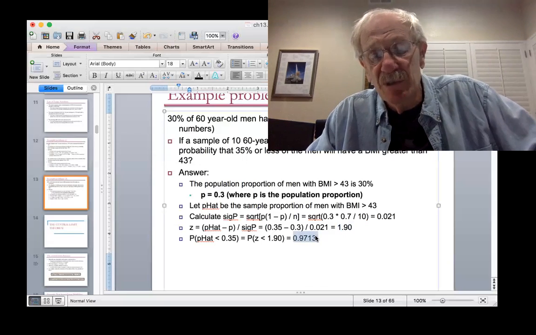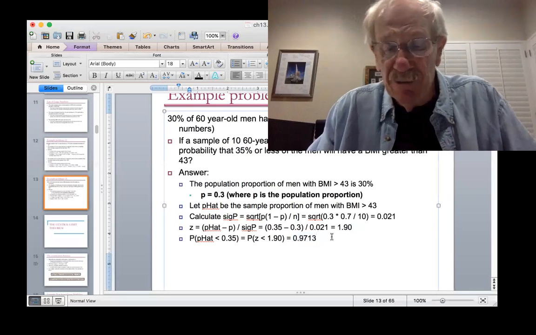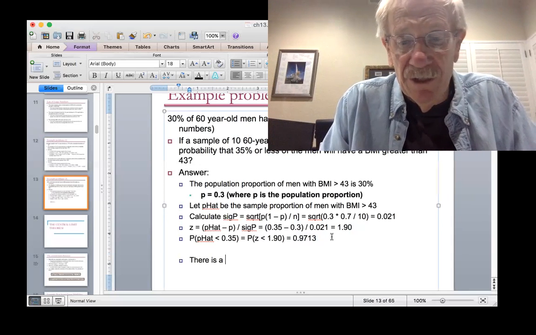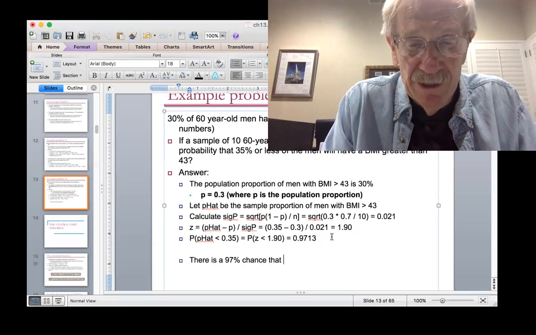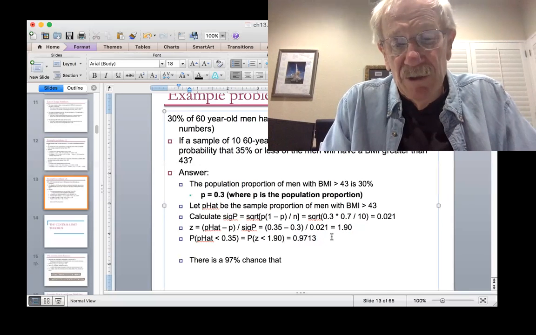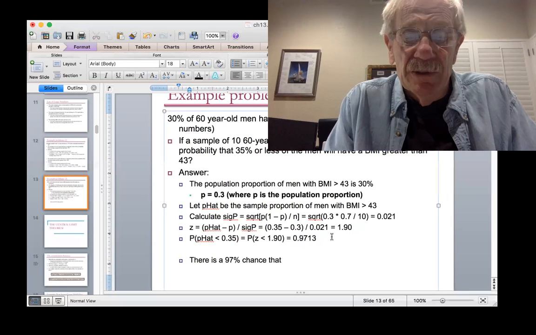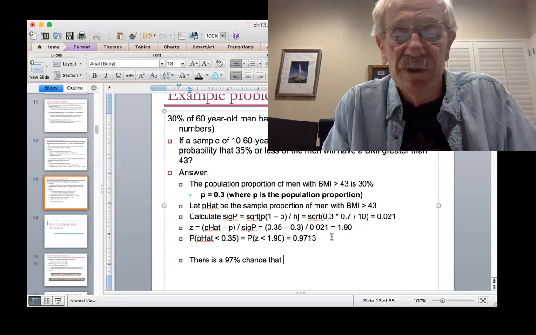So you have a 97% chance that... And what about the 0.35? Okay, so the summary here is that, let me write this down, maybe that'll help. There is a 97% chance that... what is the probability?